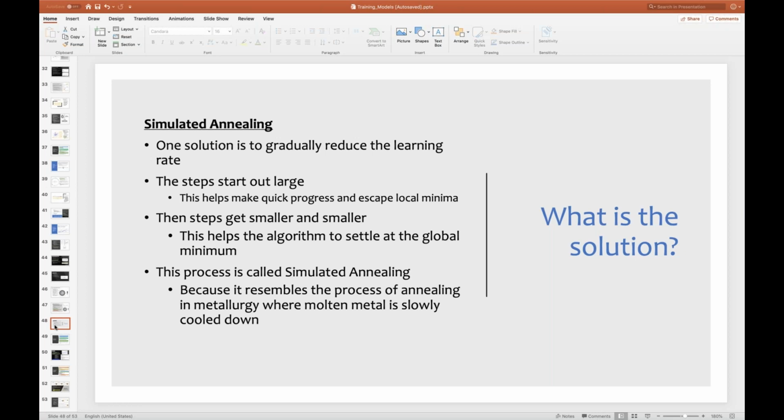and it is going to settle at the global minimum. This process is called simulated annealing because it resembles the process of annealing in metallurgy, where the molten metal is slowly cooled down. How many of you know molten metal that is slowly cooling down? Have you ever seen what happens when the metal is cooling down? A big piece of metal turns into small ones, one drop falling down like that. That is called simulated annealing.